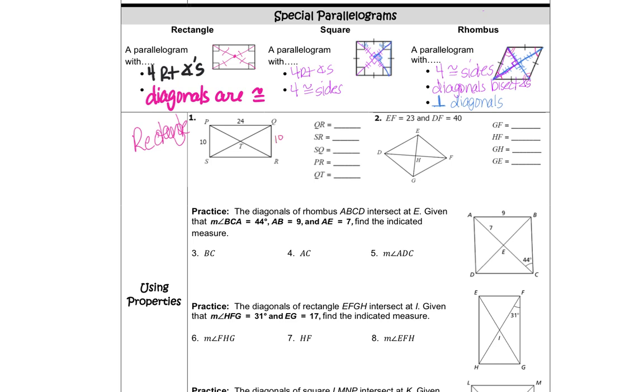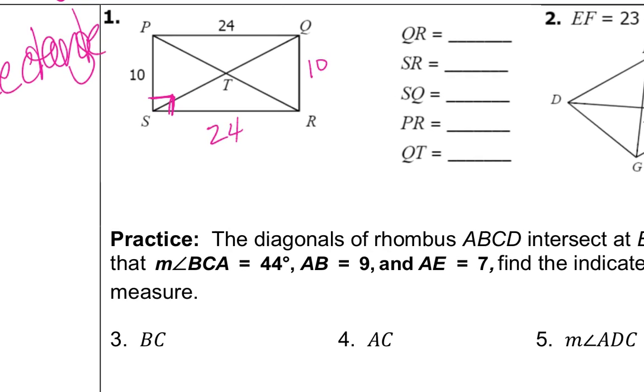So we know this is 10. We know this is 24. We also know that this is a right angle right here. So think about that for just a second. If this side is 10 and this side is 24, then can I do Pythagorean theorem to find the hypotenuse, which is the diagonal of the rectangle?